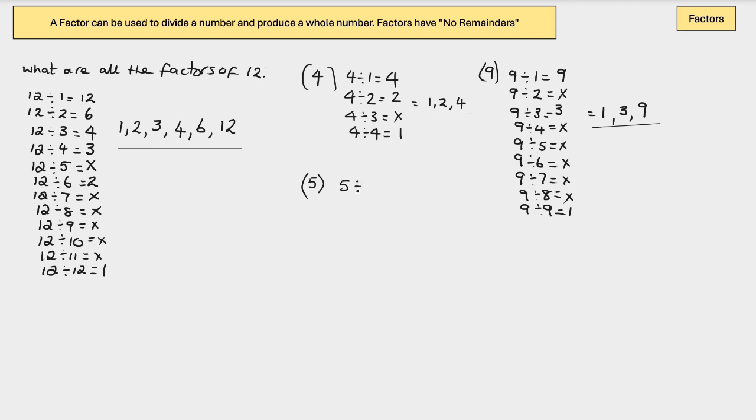5 divided by 1. As we know, it's by itself, so that's 5. 5 divided by 2, no. 5 divided by 3, no. 5 divided by 4, certainly not. And we know that 5 divided by 5 into itself is 1. So the factors of 5 are 1 and 5.